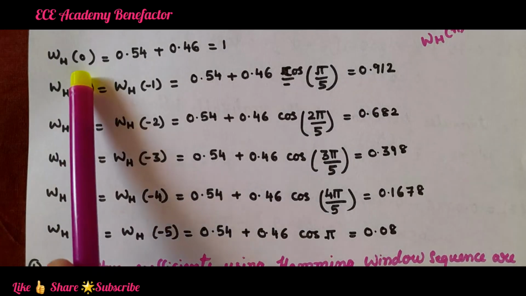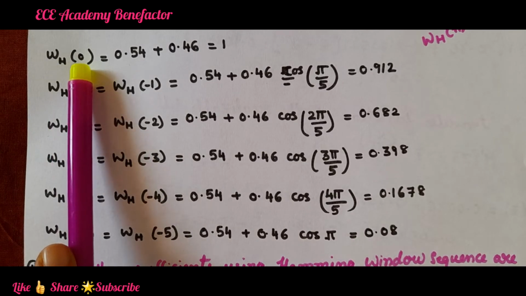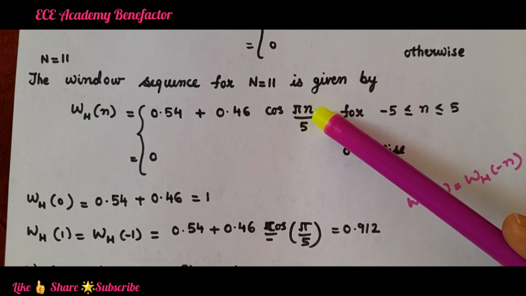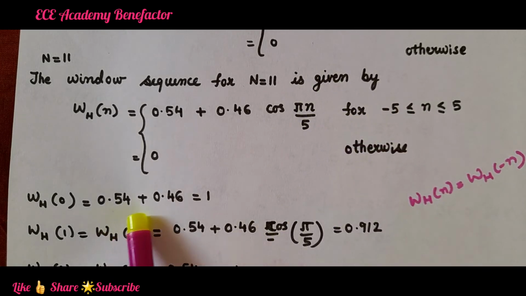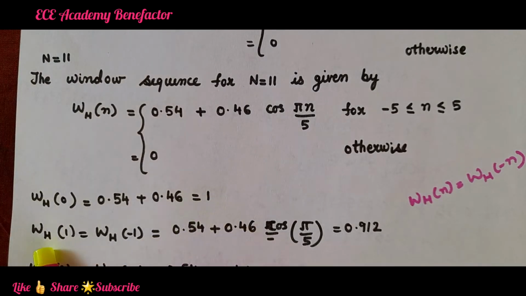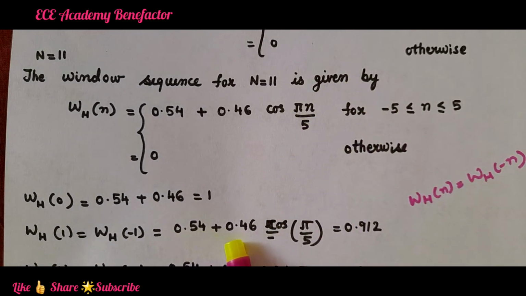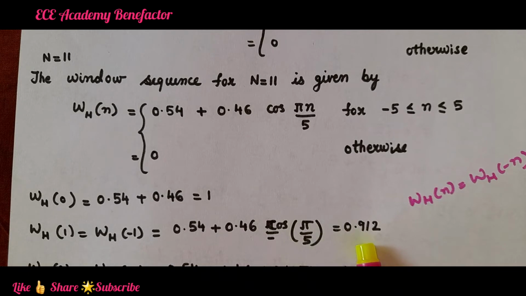When finding WH of 0, we substitute n as 0 in this equation. On substituting n as 0, we get 0.54 plus 0.46, which comes to 1. Next, we find WH of 1. Put n as 1: 0.54 plus 0.46 cos of pi by 5, which comes to 0.912.